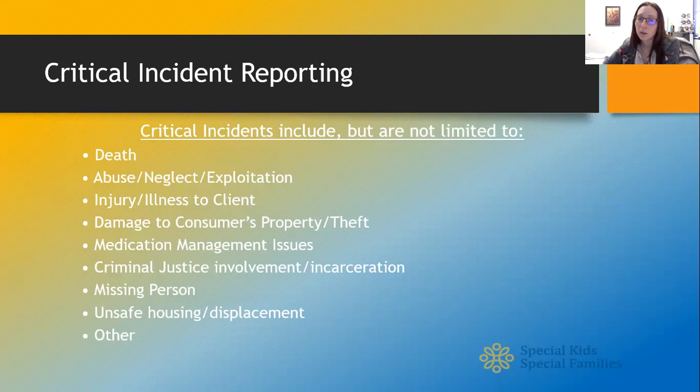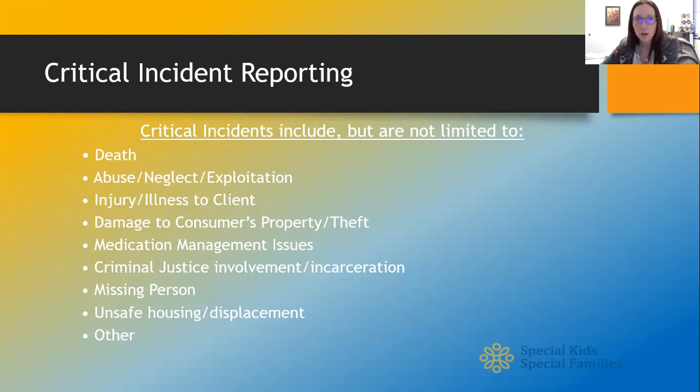Critical incidents include, but again, are not limited to death, mistreatment, which of course encompasses abuse, neglect, and exploitation, injury or illness to the client. This is going to be the major injury illnesses that obviously are beyond just the urgent care. Here's some antibiotics, it's a sinus infection type thing. Damage to any of the consumer's property or theft of the consumer's property. Medication management issues. Again, critical incident reporting.